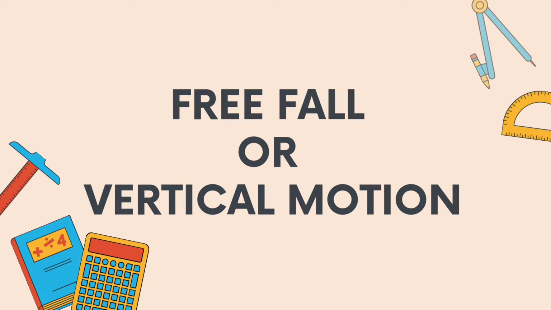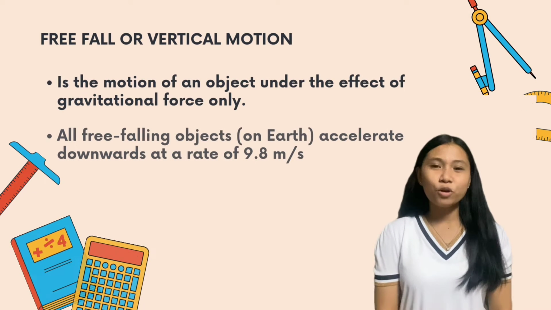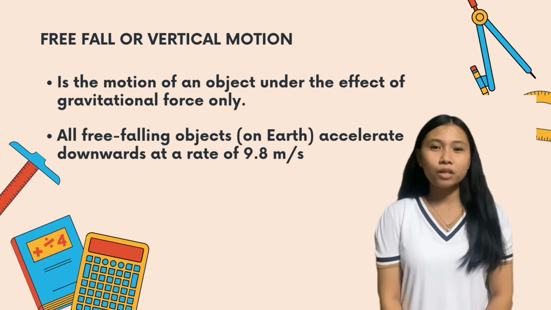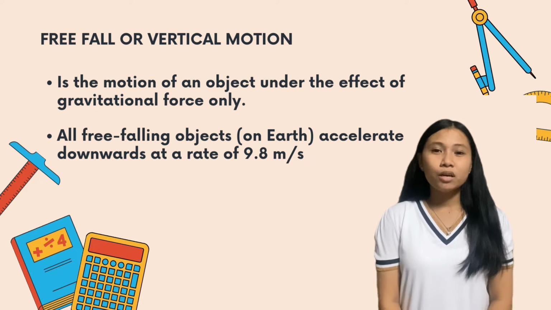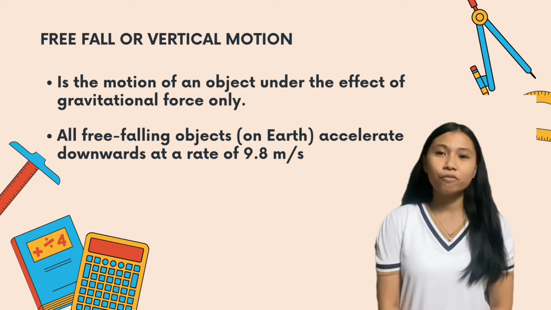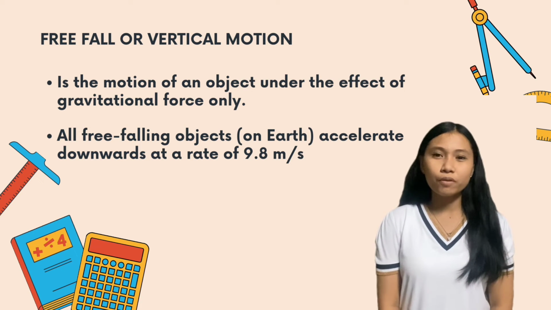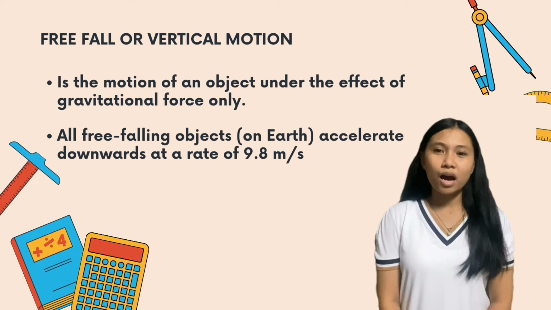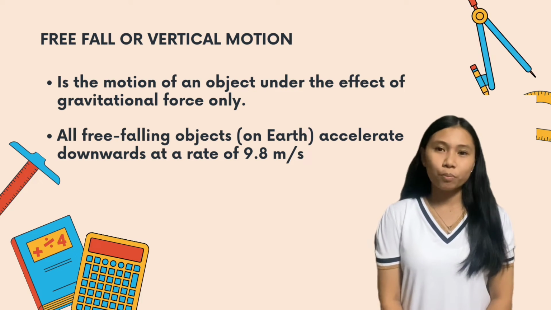This time, I'm going to discuss free fall. Free fall is the motion of an object under the effect of gravitational force only. Free fall does not mean that the object is falling down only. Objects thrown upward or downward are all examples of free fall. All free-falling objects accelerate downward at a rate of 9.8 meters per second squared.